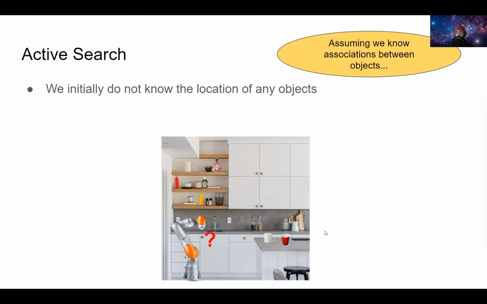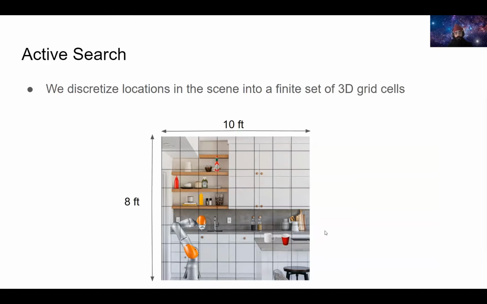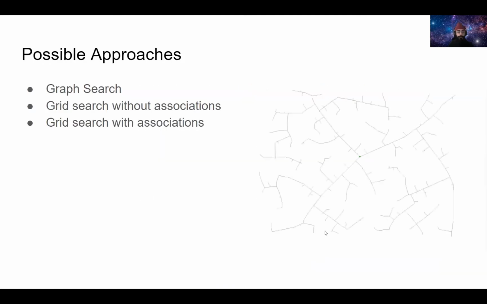Okay, so let's talk a little bit about our approach. Given that we have associations between objects, but we don't initially know the locations of any of the objects in the scene, the question is, how might we search for a target object? The first thing that we can do is partition our space into a 3D grid of cells. And then from here, we can run a few standard algorithms.